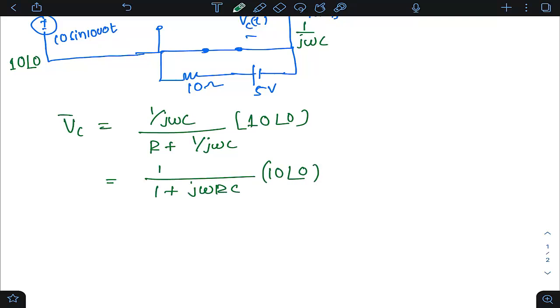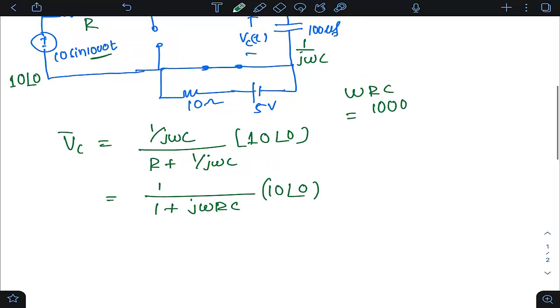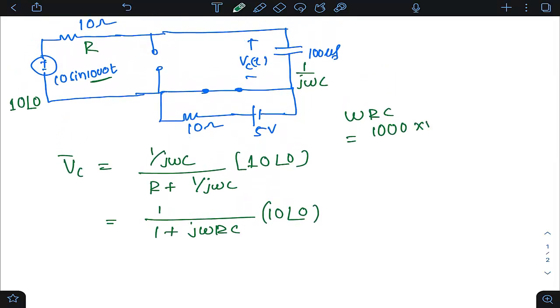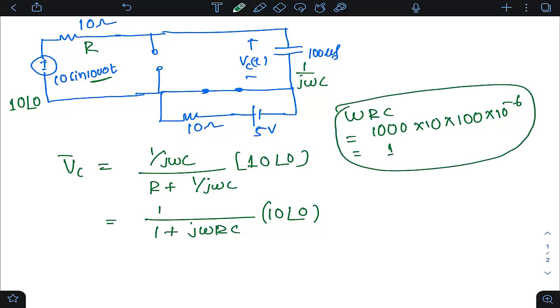But what is this omega RC, students? If you evaluate it, omega is the source frequency, which is 1000. R is 10 and C is 100 into 10 power minus 6. So if you check it out, this is coming as 1, isn't it? The omega RC product is coming as 1.